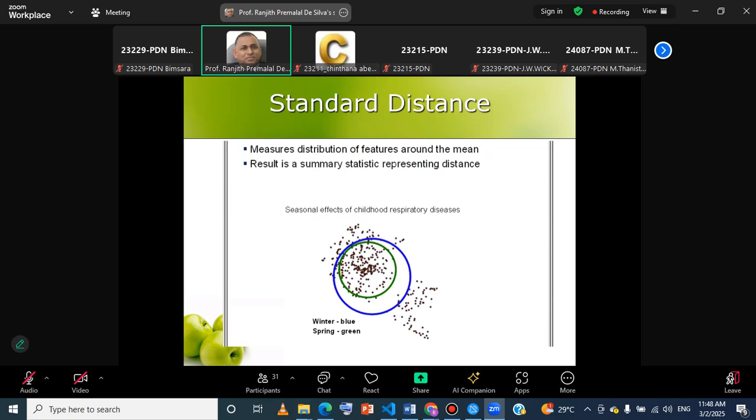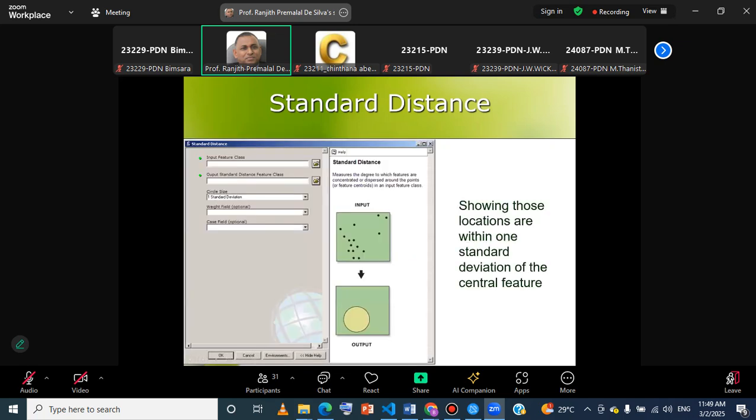So if you see a number of points, what is the standard distance for this number of points? And we see how we calculate it. If you go to ArcGIS, it will ask you for the input feature class, point features you can give, and then it will calculate the standard distance. So you don't have to do anything, it will calculate the standard distance.